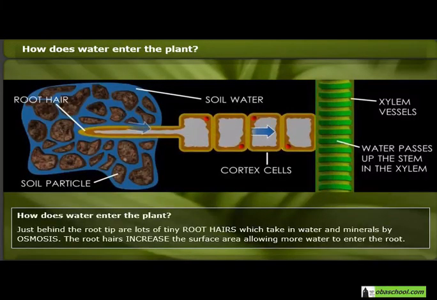How does water enter the plant? Just behind the root tips are lots of tiny root hairs which take in water and minerals by osmosis. The root hairs increase the surface area, allowing more water to enter the root.